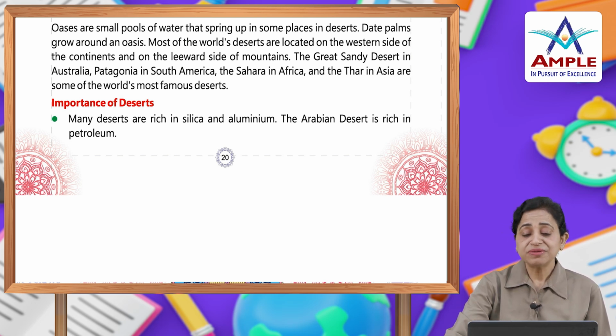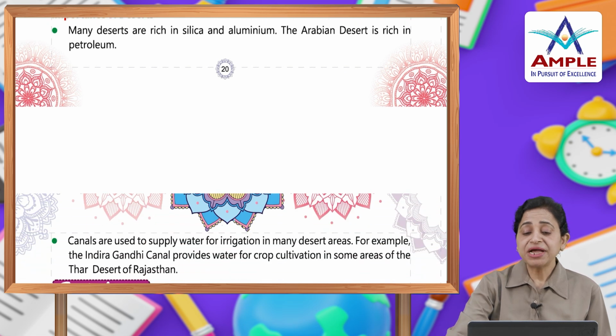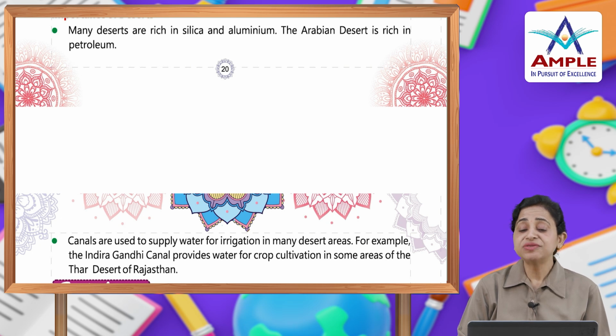Importance of deserts. Many deserts are rich in silica and aluminium. The Arabian Desert is rich in petroleum. Canals are used to supply water for irrigation in many desert areas. For example, the Indira Gandhi Canal provides water for crop cultivation in some areas of the Thar Desert of Rajasthan.